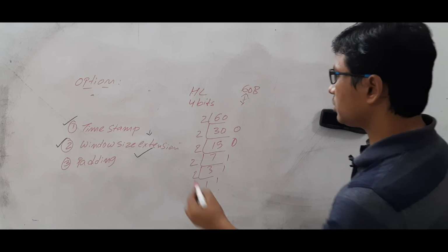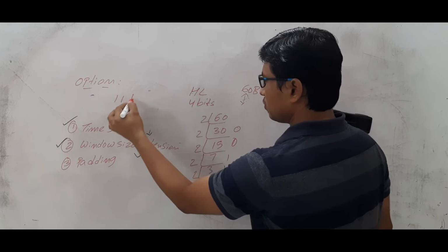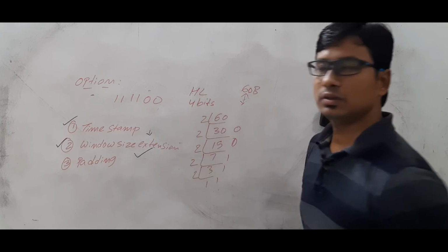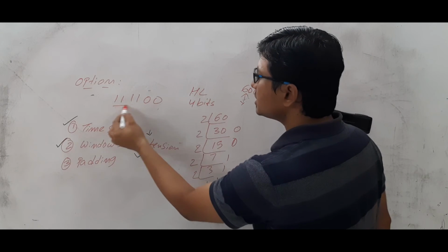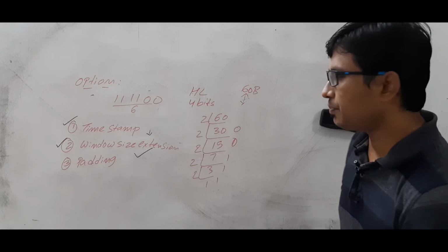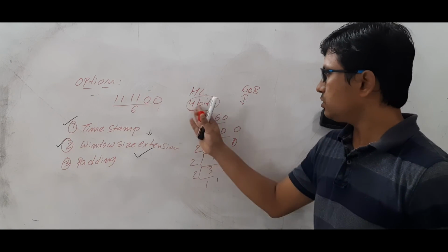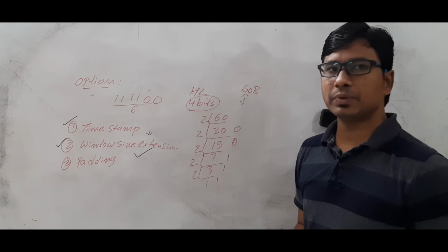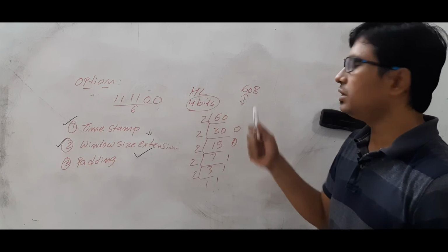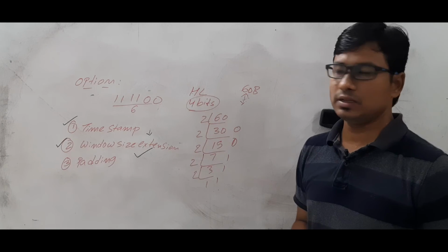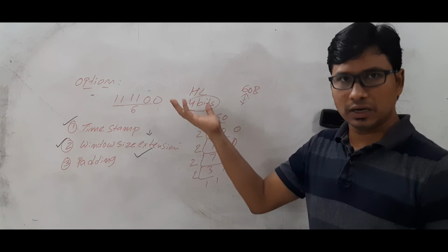So you have to represent it as 1, 1, 1, 0, 0. So you need a minimum of 6 bits to represent the header length, but the header length field is only 4 bits. How will you represent the value 60? That is the problem.